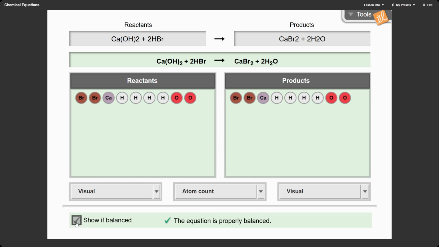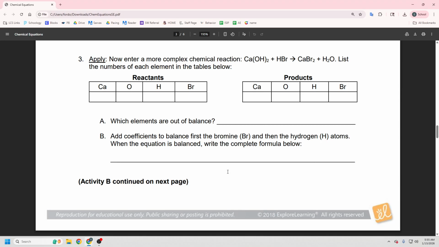We can always check at the bottom to see if we're right. If we didn't have the 2 in the product side, oops, let me hit enter first, it will show that it's wrong. But after we add the 2, it turns right. So you write this chemical reaction in 3B.